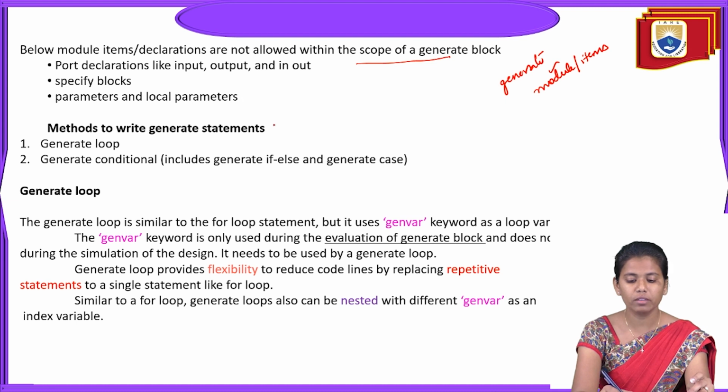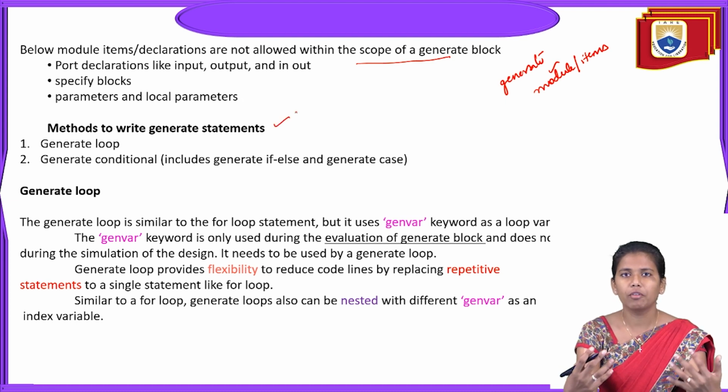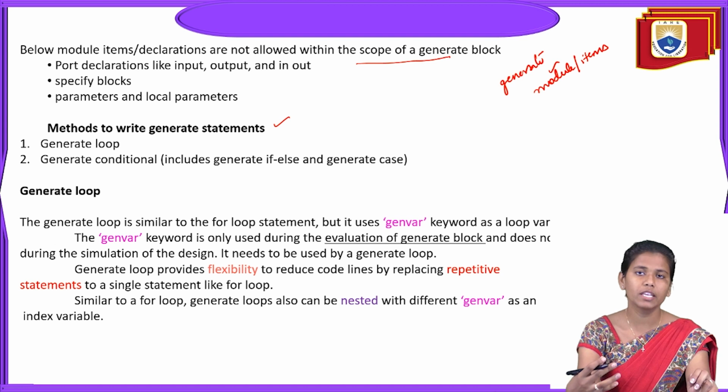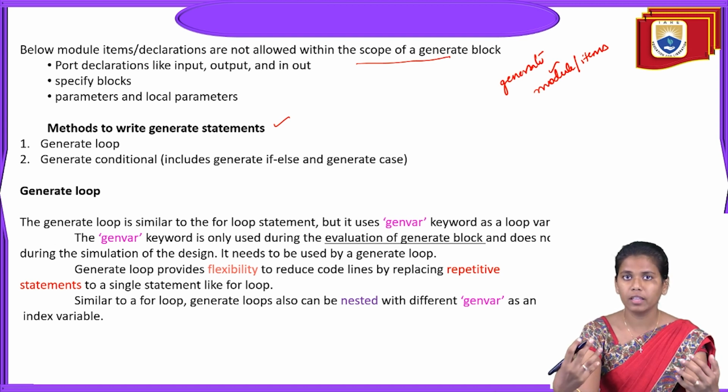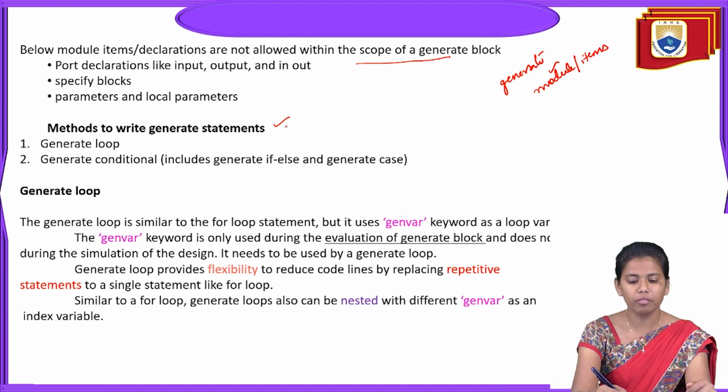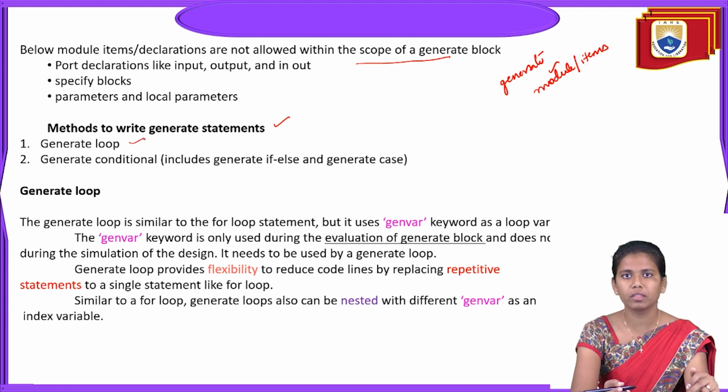So now we will see the methods to write the generate statement. If we are not supposed to write our code with all these things, then what are the various methods that allow us to write our code? Here we have a few methods to write the generate statements. So what are those methods? Generate loop is one method and the other is generate conditional.